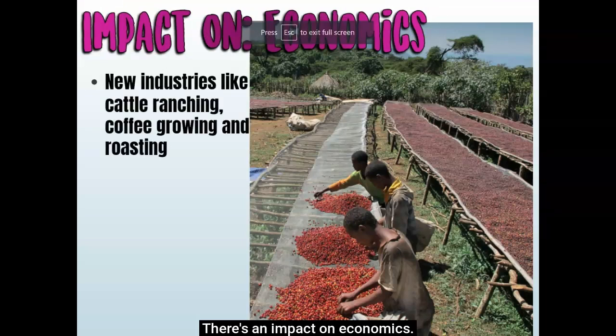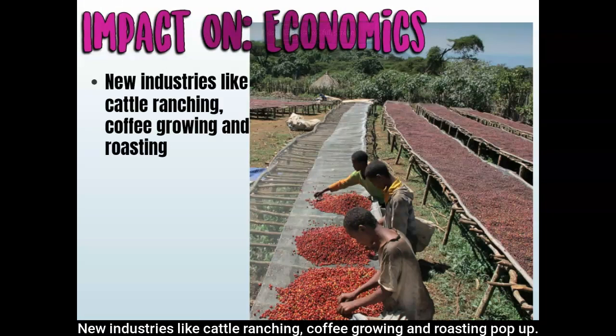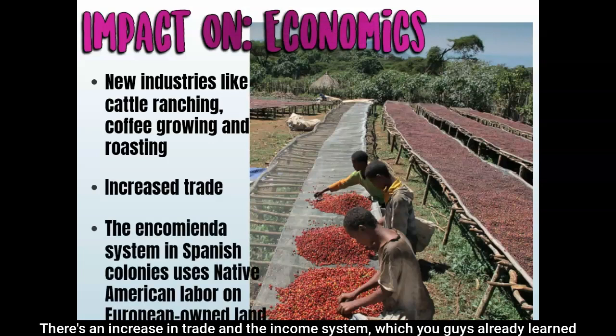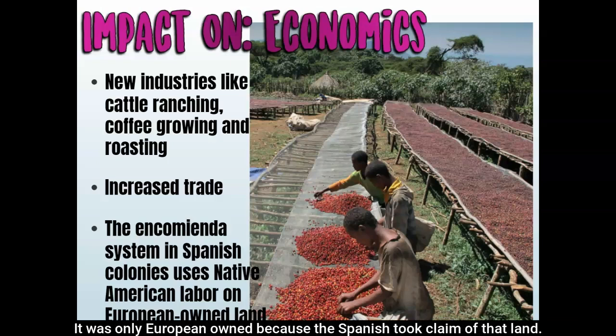There's an impact on economics. New industries like cattle ranching, coffee growing, and roasting pop up. There's an increase in trade, and the encomienda system, which you guys already learned about, in Spanish colonies used Native American labor on European-owned land. It was only European-owned because the Spanish took claim of that land.